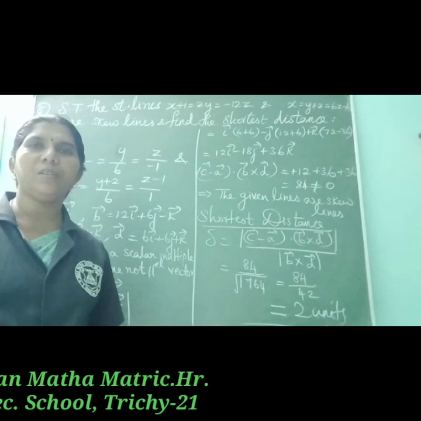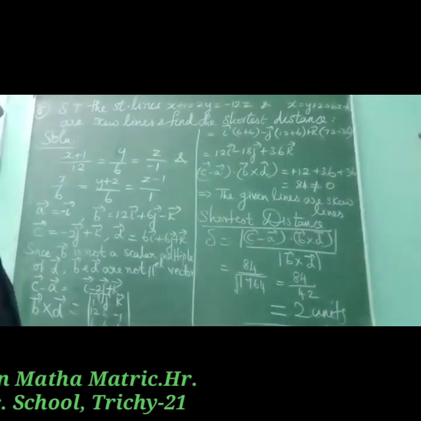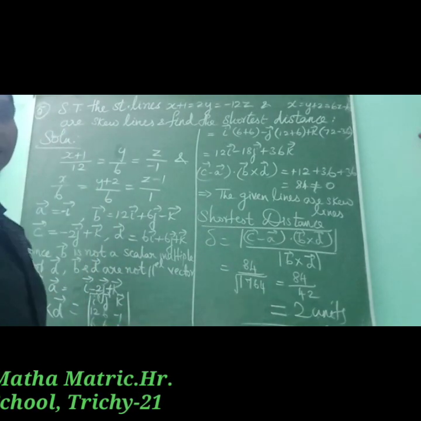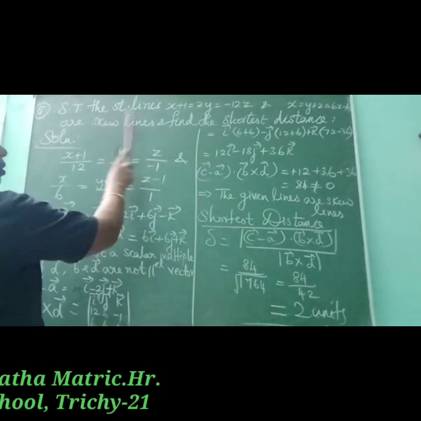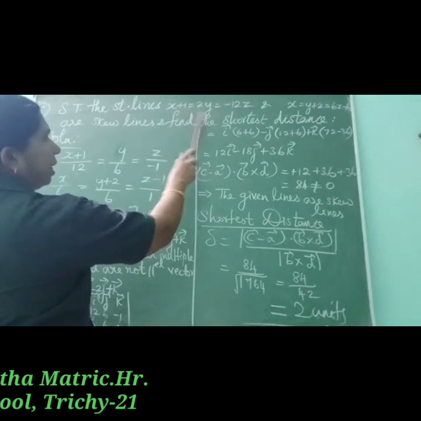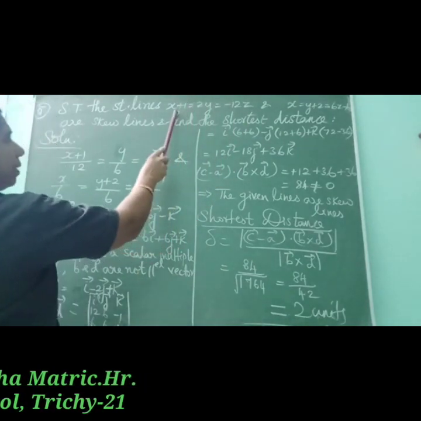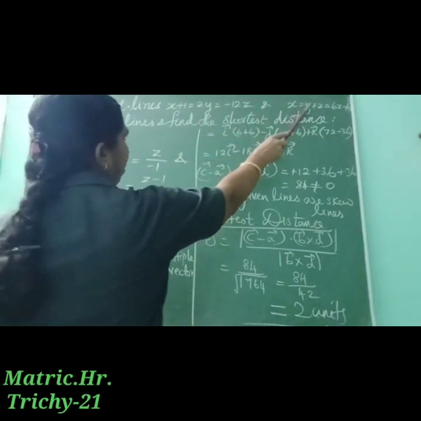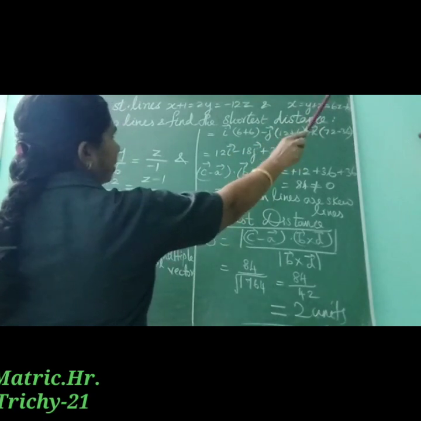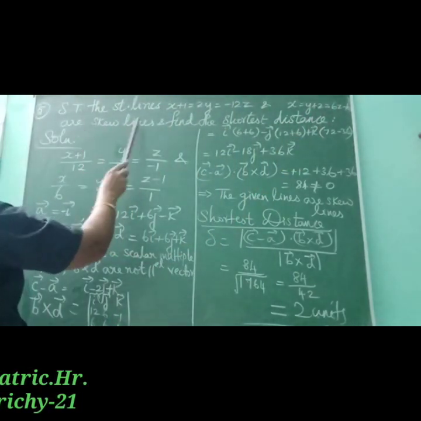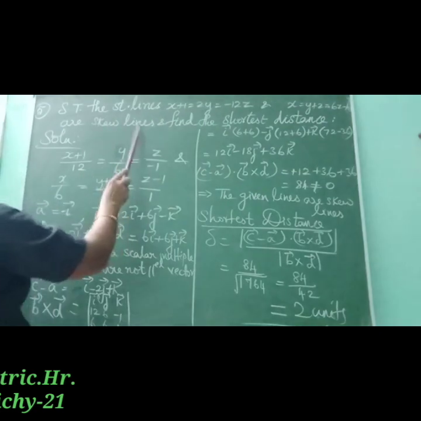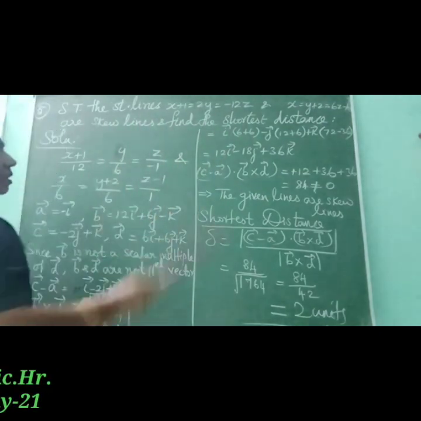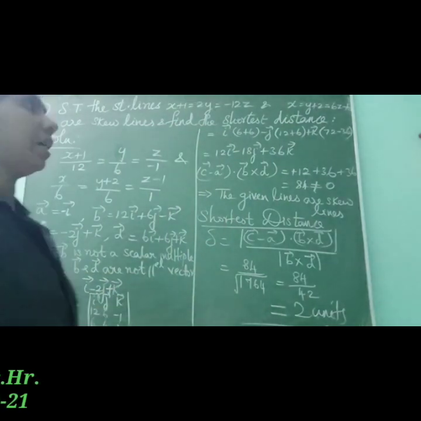Now we are going to solve the same type of question, but the question is given in a different form. Here is the fifth question in exercise 6.5. Show that the straight lines whose equations are given in Cartesian form, x plus 1 is equal to 2y equal to minus 12z, and x is equal to y plus 2 equal to 6z minus 6, are skew lines. This we want to prove. Then we have to find out the shortest distance between the two given lines.